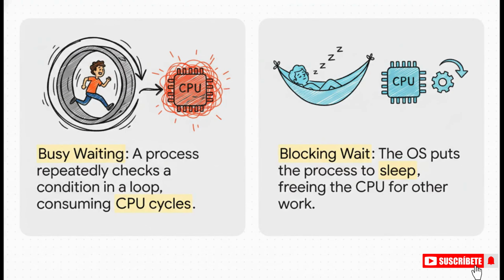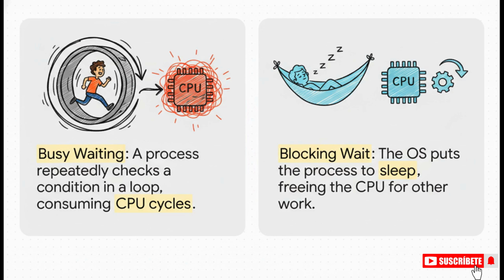Now, what does it actually mean for a process to wait? Well, there are 2 ways it can happen. The inefficient, kind of rude way is called busy waiting or a spin lock. The process literally sits in a tight loop hammering the CPU, asking over and over again, is the lock free yet? Is it free yet? How about now? It's just burning precious CPU cycles doing nothing useful.